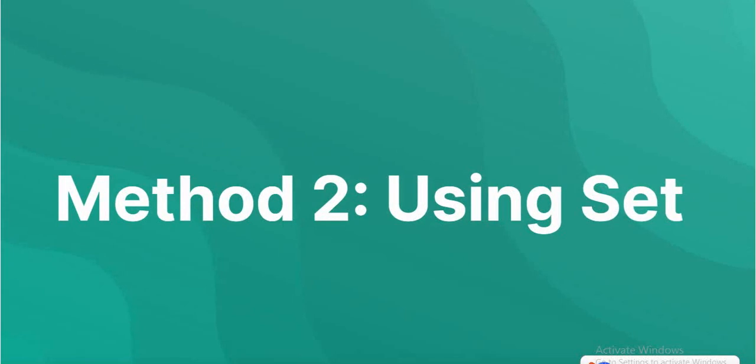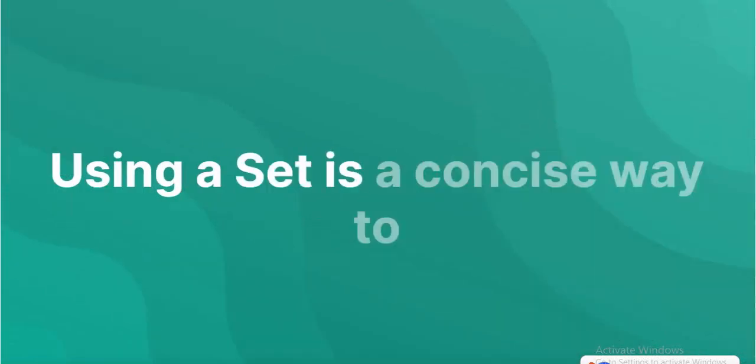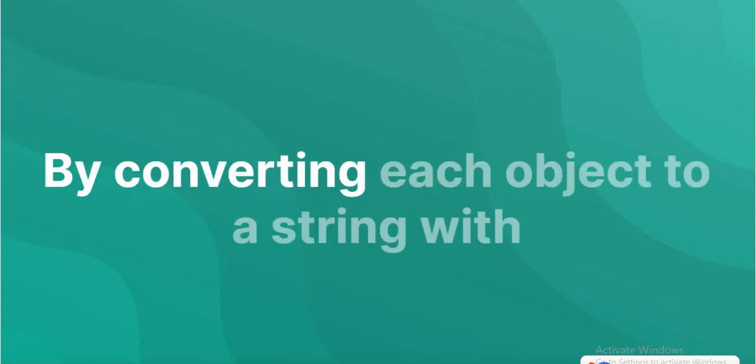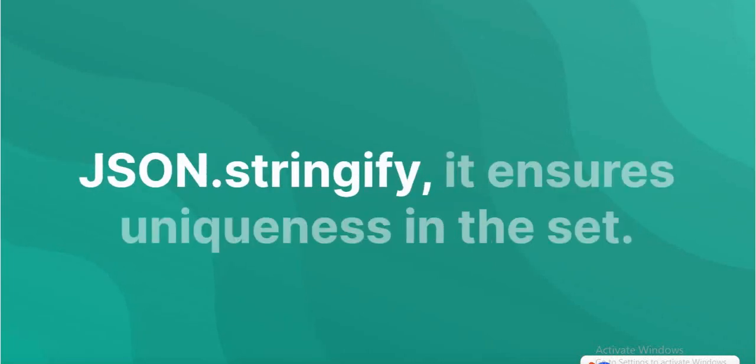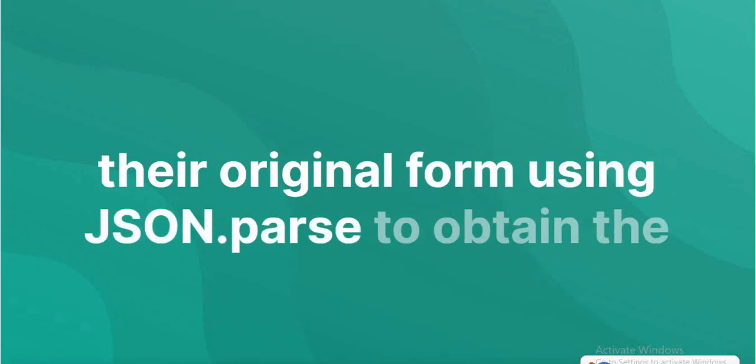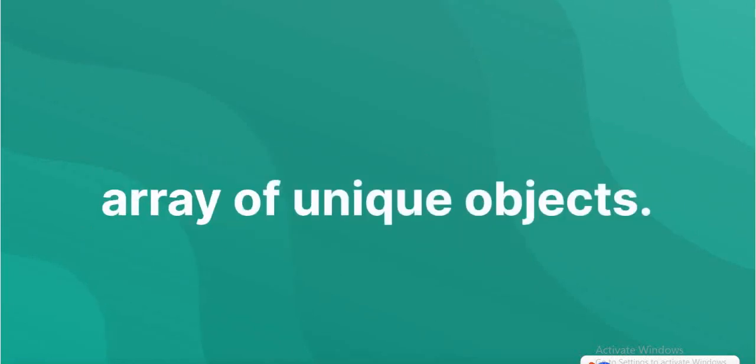Using Set. Set is a concise way to eliminate duplicates. By converting each object to a string with JSON.stringify, it ensures uniqueness in the Set. Afterward, the stringified objects are converted back to their original form using JSON.parse to obtain the array of unique objects.